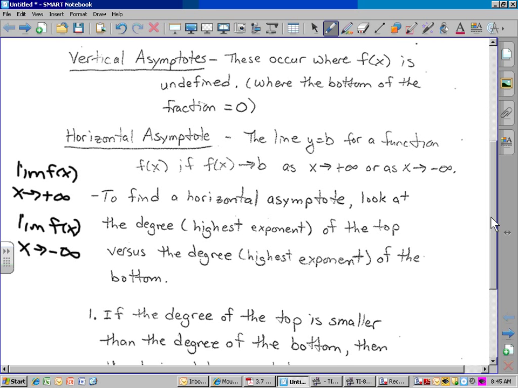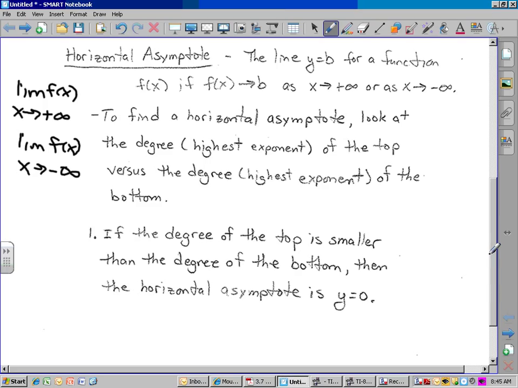So there are three different situations where it could cause a horizontal asymptote. Okay, first, if the degree of the top is smaller than the degree of the bottom. What's the degree? The degree is the highest exponent. So if the highest exponent on top is smaller than the highest exponent on the bottom, then you will automatically have, no questions asked, a horizontal asymptote at y equals 0. It is automatic. This is your horizontal asymptote. In other words, way left and way right, the graph will approach the line y equals 0.